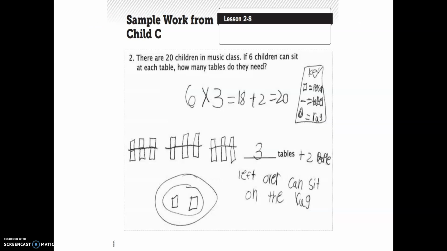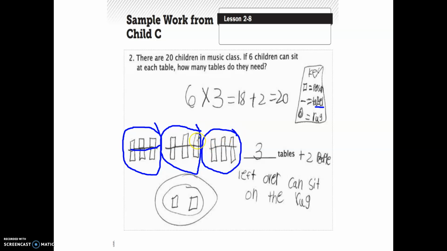And another way, let's see what this child did. So this is for the second problem. There are 20 children in music class. If 6 children can sit at each table, how many tables do they need? So he or she, this person, started with a multiplication problem. Oh, there's a key. Look at this. So a square means a person. The line between them, so this line here, represents a table, and this is the rug. Okay? So what he did was he put 6 people at a table. There's 6 and 6 and 6. And then he's saying that I'm going to put those leftover people on the rug. So 3 tables plus 2 people left over, they can sit on the rug.